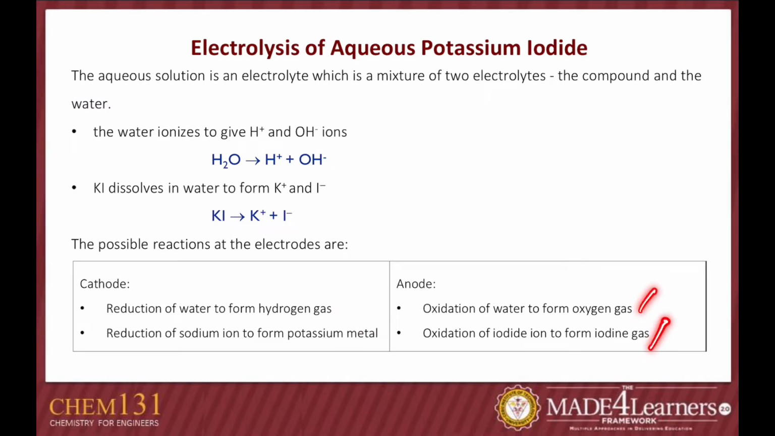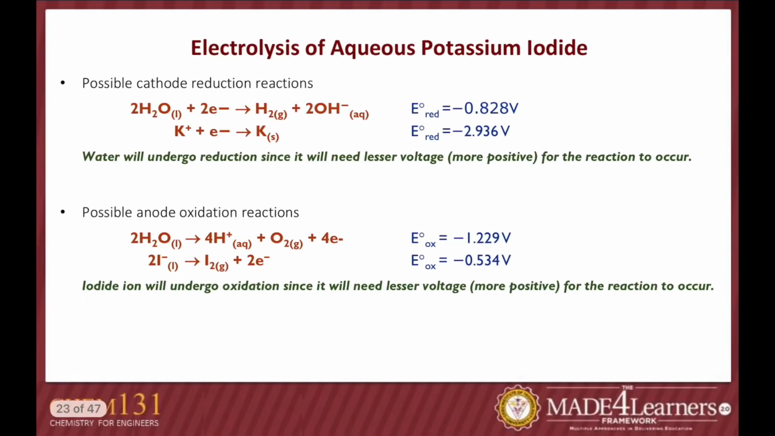So they compete. The next thing we do is to find their reduction potentials from the standard reduction table. For the reduction of water to form hydrogen gas, it needs 0.828 volts for it to happen. And for potassium, it's 2.936 volts.